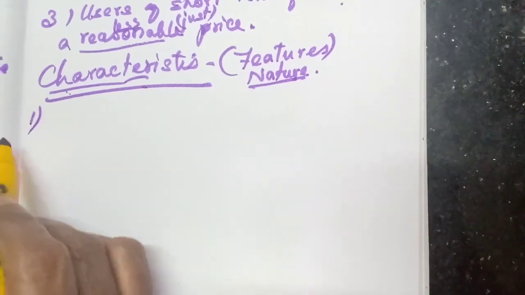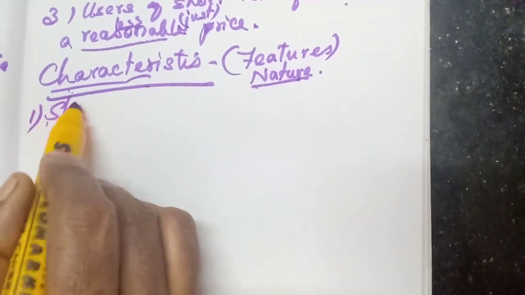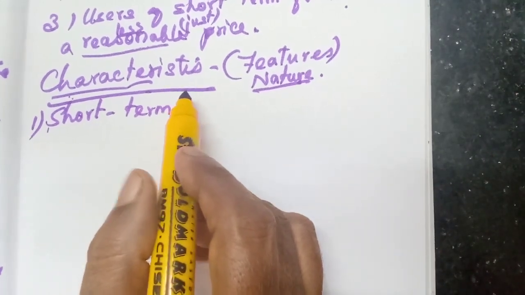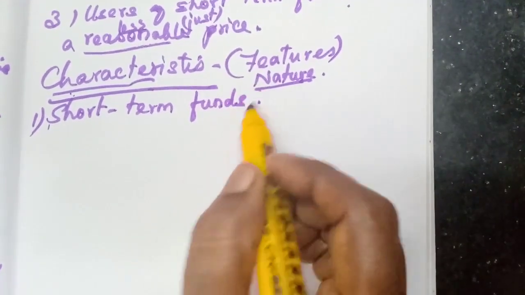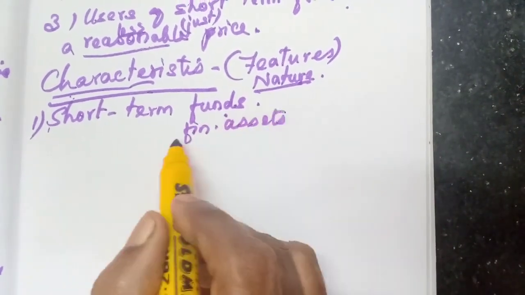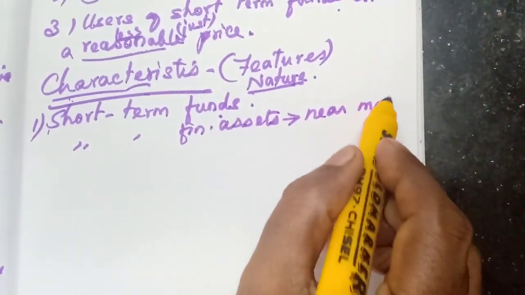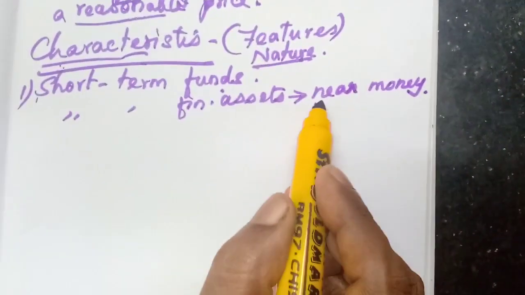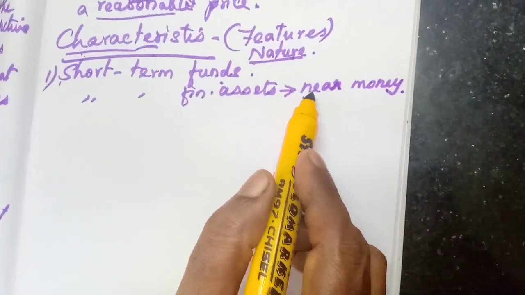Now the first characteristics or feature of money market is, from the meaning itself, first we have studied short-term funds. So money market deals with short-term funds, or we can say short-term financial assets. These short-term financial assets are called near money. In the Crowther's definition we learnt, isn't it? Near money, because it is not exactly the currency money. It is like near money, because within a year, within 2-3 months, they can convert this into cash. That is called near money.